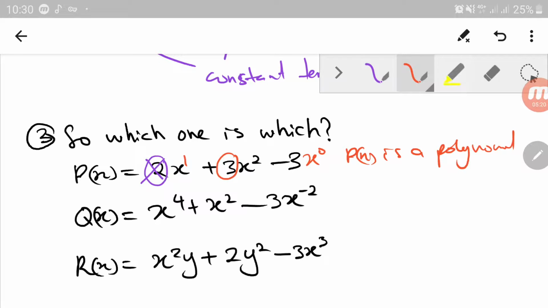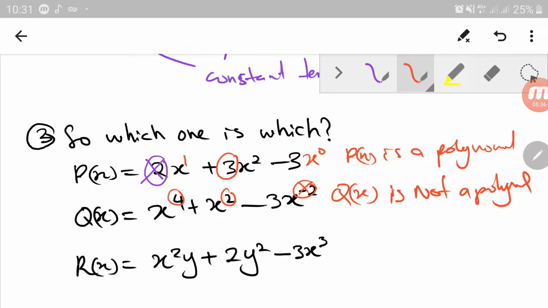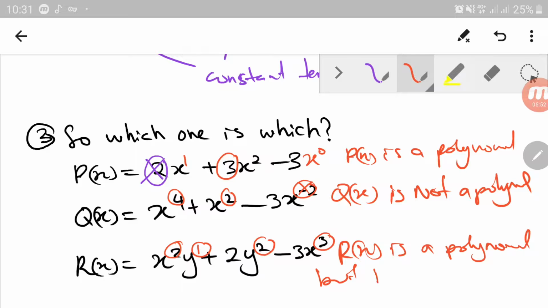Okay, next Q(x). Let's have a look. Power of 4, power of 2, power of minus 2. Something is off. Because it's a negative, we cannot consider Q(x) as a polynomial. So Q(x) is not a polynomial. Okay, now let's have a look at the next one. We have x and y. x squared, y power 1, y power 2, y power 3. So R(x) is a polynomial, but not in our syllabus. I mean, our syllabus for our level for AM015, not in the matriculation syllabus.